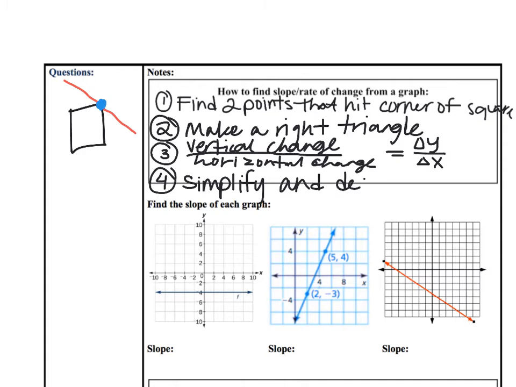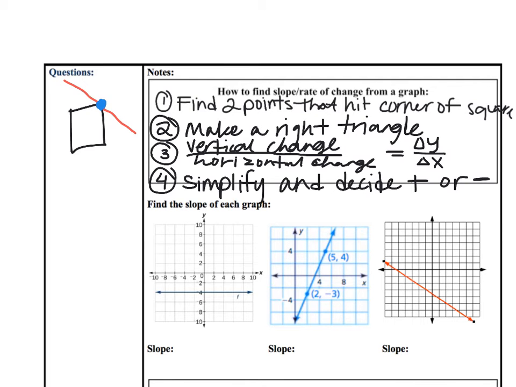And decide if it's positive or negative. I know sometimes teachers say, oh, it goes down, and so it's negative. I feel like that's confusing because then you end up having 2 negative numbers somehow, and then you're not sure what to do. So I would say wait until the very end to put positive or negative.